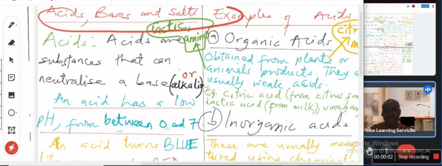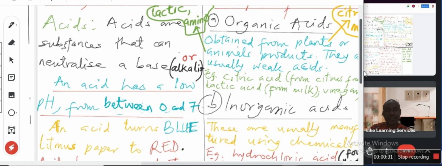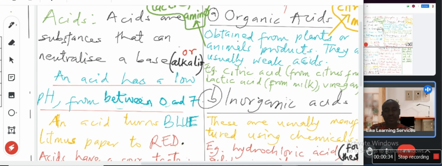It's about acids, bases, and salts. What are acids? They are chemicals that neutralize an alkali to make a neutral. You really have an idea. That's fantastic. Acids are substances that can neutralize a base or alkalis. By the way, I will tell you what alkalis are.